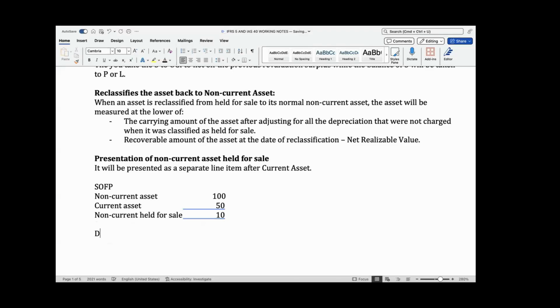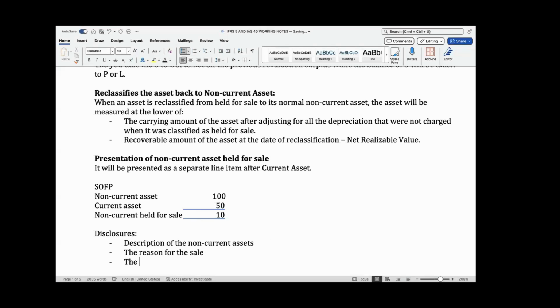And you need to give us some disclosures in the notes to the account for these non-current assets. You need to give us a description of the non-current assets, which you need to tell us which assets you are selling. You need to tell us the reason for why you want to sell.